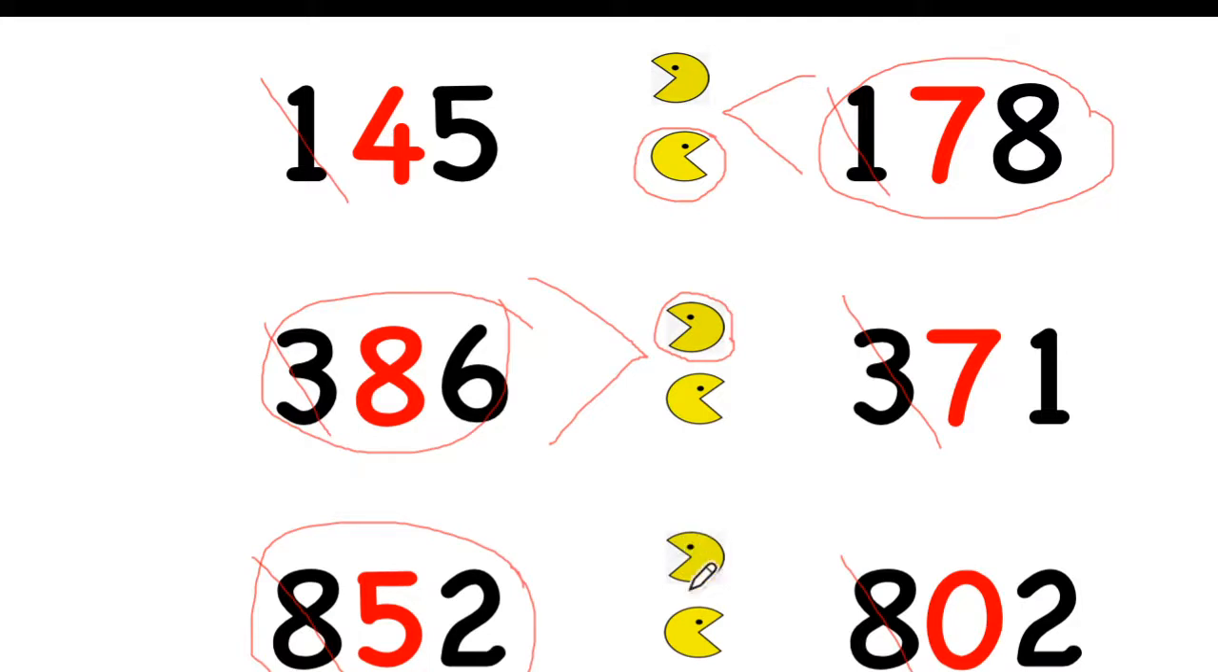So which Pac-Man will eat the greater number? The first one or the second one? Which Pac-Man is looking at the greater number? The top one. Very good. See which way his mouth is open? This way, like this. So that will be the sign. We read this sign greater than. So we will say 852 is greater than 802.